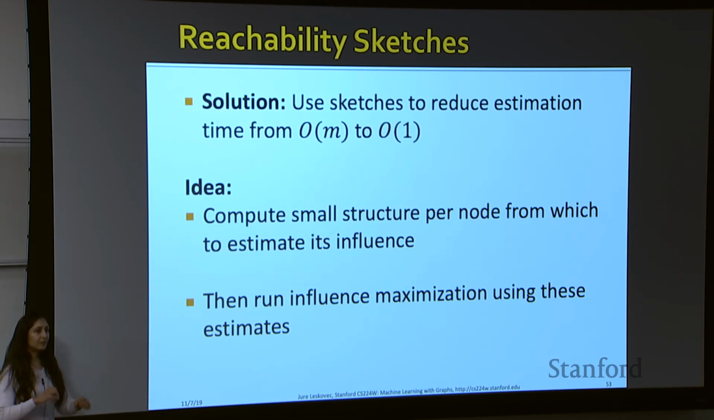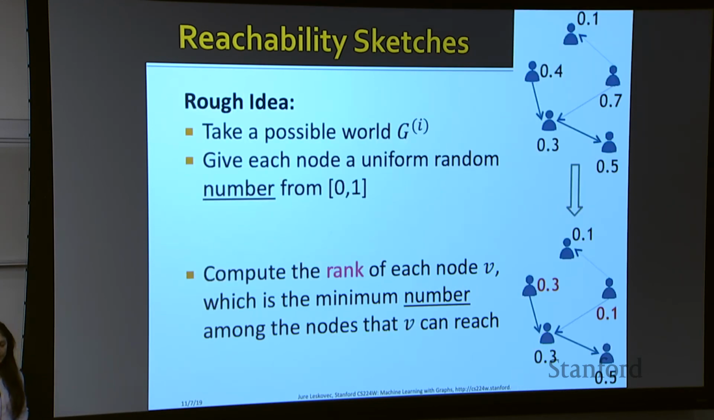And for sure, whenever we want to speed something up this much, we are going to lose a little bit of accuracy, but we gain a lot of speedup. And we are going to see what the idea is. This is the sketch that we call a reachability sketch.